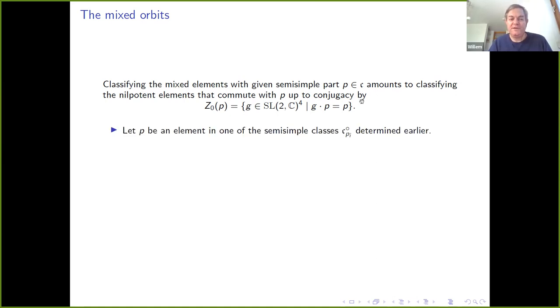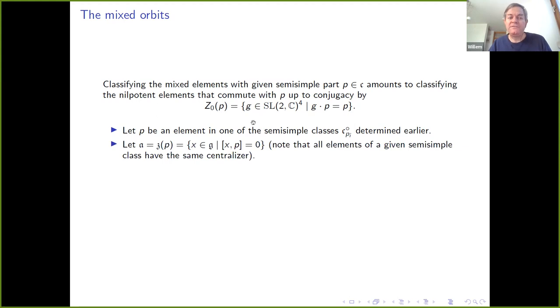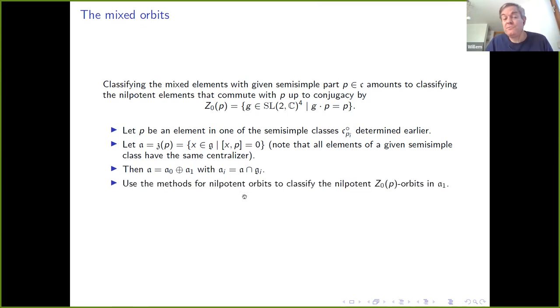Because if I start with a P, I take one P from the semi-simple classification. One amount of the space is CP naught, that I determined earlier. I take its centralizer in the big Lie algebra. And here it's very important that all elements of the same CP naught have the same centralizer. So that's very important, because otherwise it wouldn't be possible to do this. Then this centralizer is also graded, because you just intersect with the grading of the Lie algebra. And then you just use the methods that I sort of indicated before to classify nilpotent orbits, to classify nilpotent Z naught P orbits in A1.